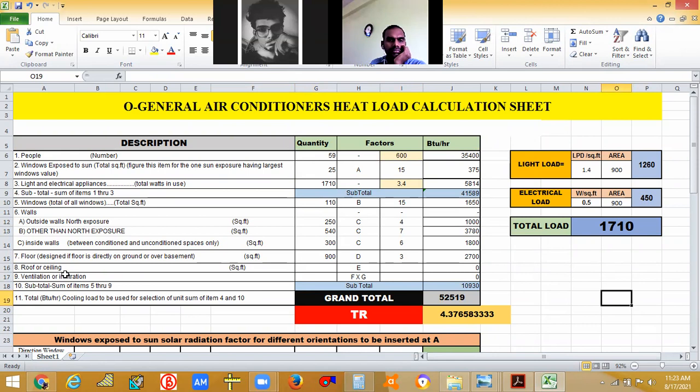Now roof or ceiling. Roof also I am taking as a horizontal roof. If there is ceiling, you can give roof or ceiling. So same 900, and multiply with E.